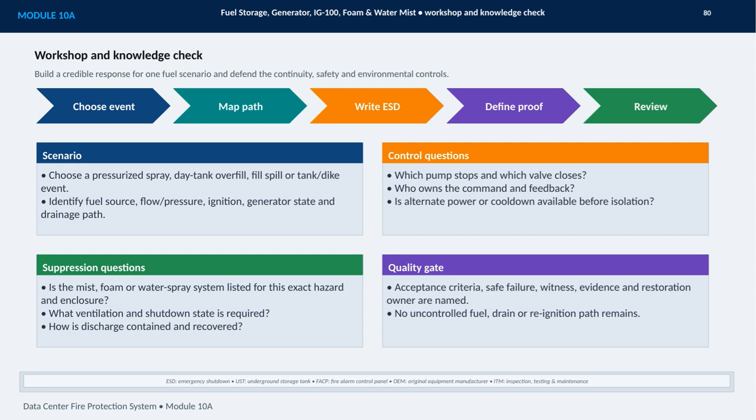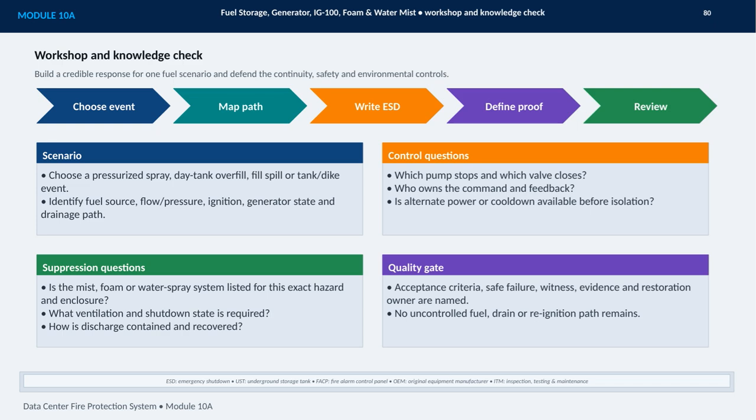Then I map the fuel source, flow or pressure, ignition hazards, generator state, and drainage path. From there, I define the ESD by identifying which pump stops, which valve closes, and who owns both the command and the feedback. I also need to confirm whether alternate power or cool down is available before isolation.